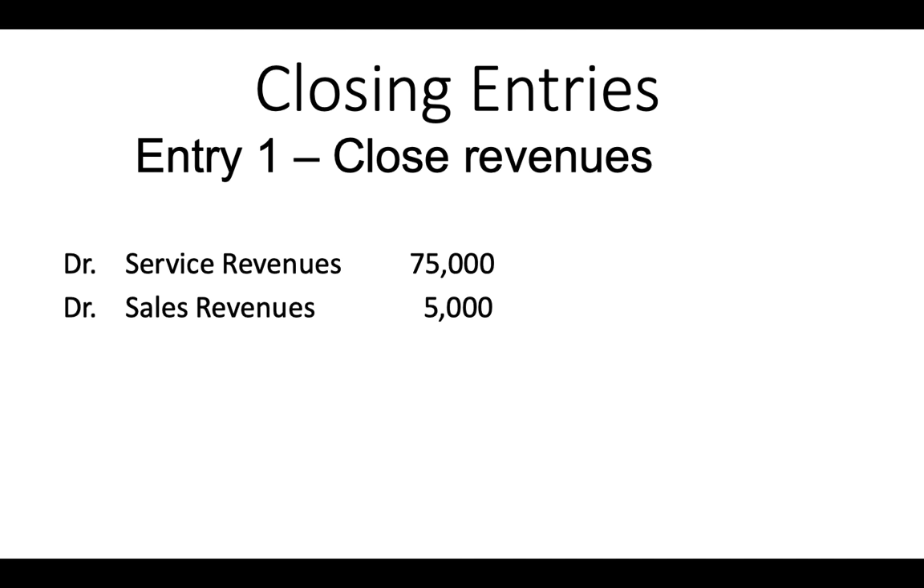Think about this closing process as just hitting the reset button on these accounts. So we have these 2 revenue accounts we talked about on the last slide, one for 75,000 and one for 5,000. Those are credit balances in those accounts. And so if we're going to close those accounts out, if we're going to reset those accounts to 0, we're going to have to debit those accounts. Debit service revenues 75,000, debit sales revenue 5,000. And we're going to offset that with income summary. We're essentially relocating the revenues from their specific revenue accounts into the income summary account.